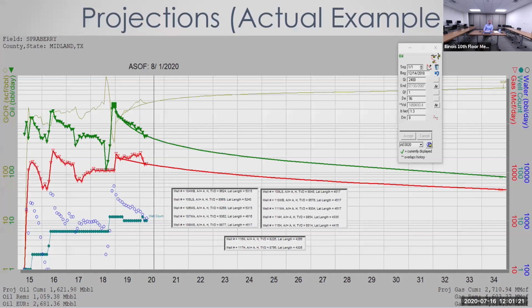So, but the gas has a similar projection. It's at 1.3. Decline rate is obviously a lot less than 96%, and the terminal decline is usually at 5%.